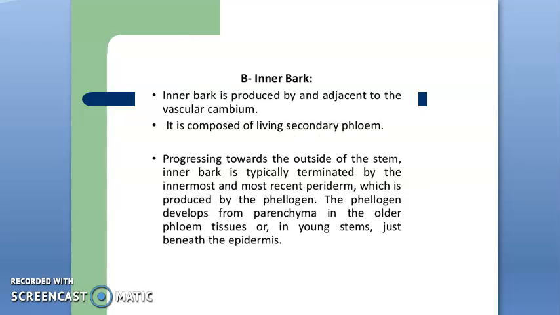Next, inner bark. This inner bark is produced adjacent to the vascular cambium. It is composed of living secondary phloem. Then, proceeding towards the outside of the stem, the inner bark is typically terminated by the innermost and most recent periderm, which is produced by the phellogen. This phellogen develops from parenchyma in the older phloem tissue and in young stems just beneath the epidermis. So, these are the two layers, outer bark and inner bark.